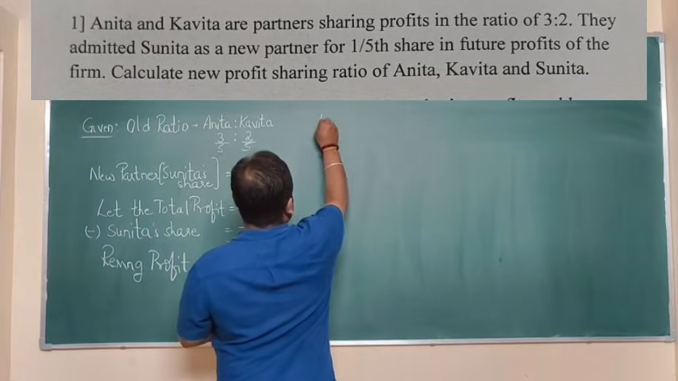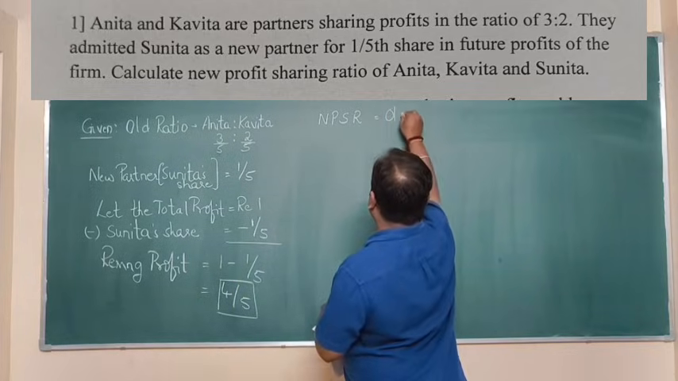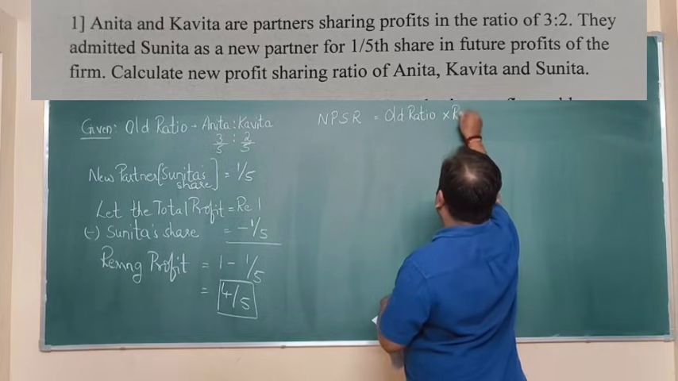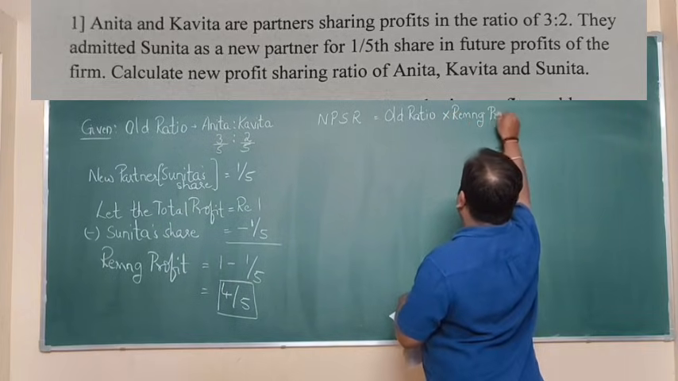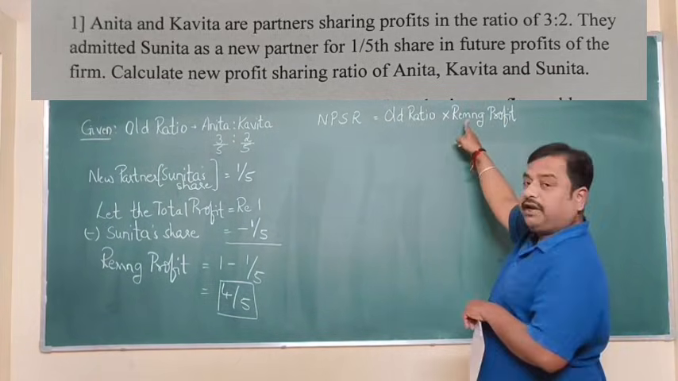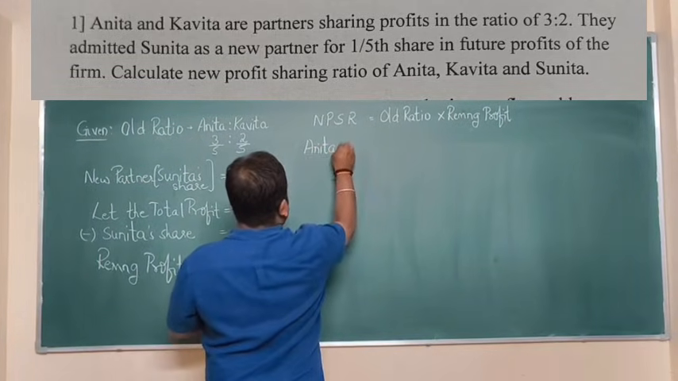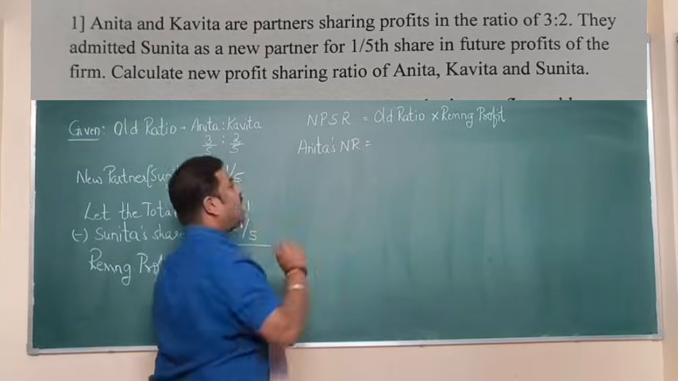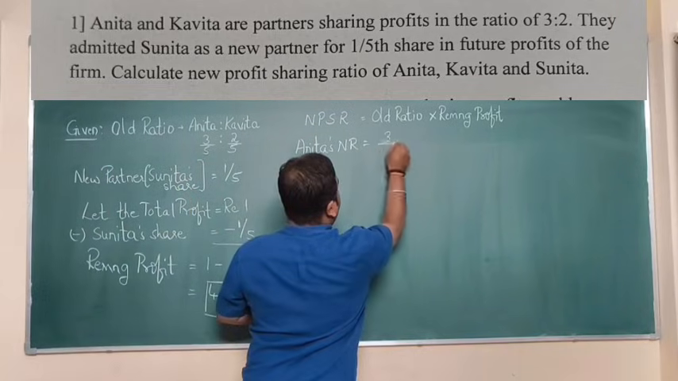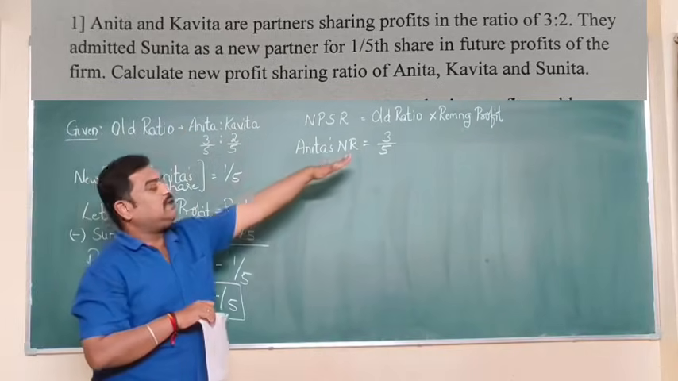The formula is: NPSR, new profit sharing ratio, is equal to old ratio into remaining profit. What is the formula for NPSR now? Old ratio into remaining profit. First, Anita's new ratio or NPSR is equal to, what is Anita's old ratio? 3 by 5. If you write this information readily, it will be easy to solve, right?